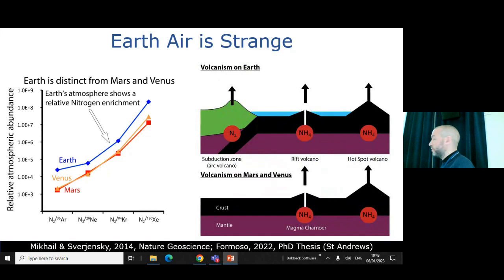So this was the model that we published back in 2014, where we said arcs pump nitrogen out of Earth. Mars and Venus do not have arcs. This explains Earth's atmospheric chemistry. But in this cartoon, I just put that on Mars and Venus and under Hawaii, say, and under mid-ocean ridges, you just have this ammonium that isn't lost. So where does it go?